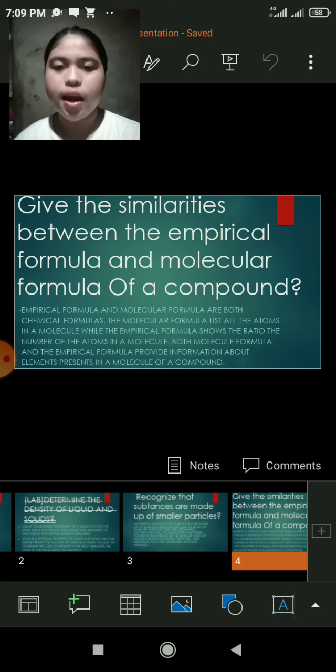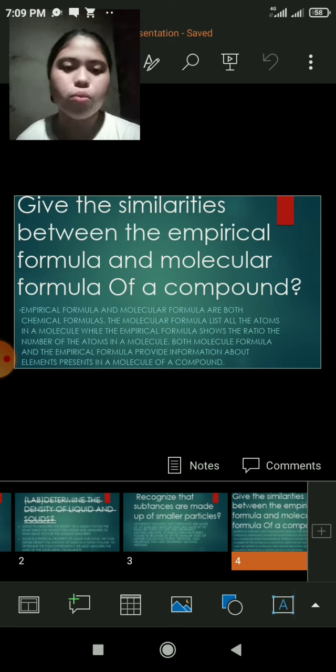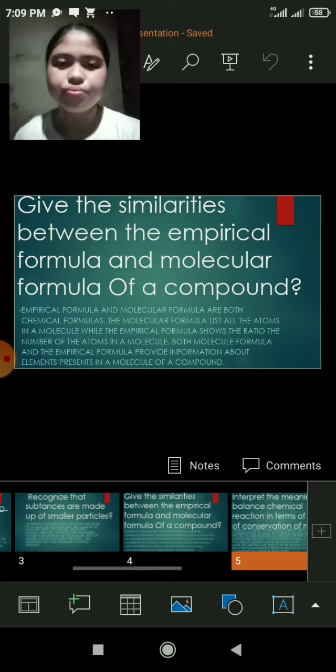Atoms, molecules, and ions. Give the similarities between the empirical formula and molecular formula of a compound. Empirical formula and molecular formula are both chemical formulas. The molecular formula lists all the atoms in a molecule, while the empirical formula shows the ratio of the number of the atoms in a molecule. Both the molecular formula and the empirical formula provide information about the elements present in a molecule of a compound.